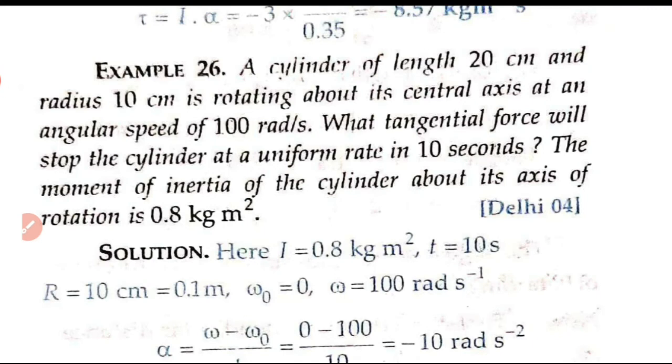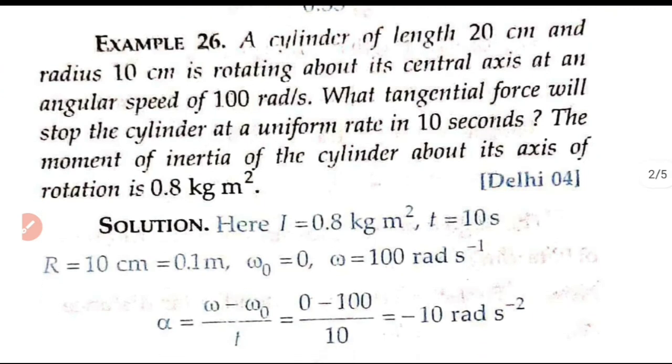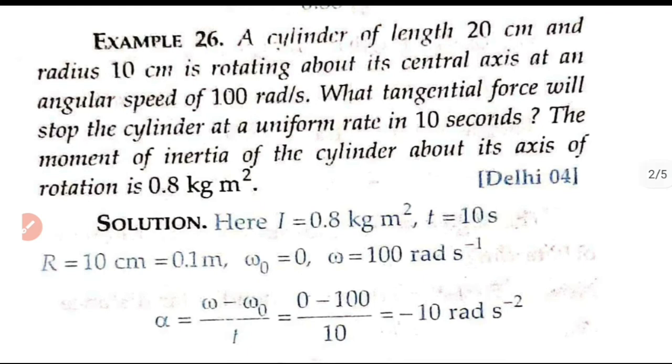Next, a cylinder of length 20 centimeter and radius 10 centimeter is rotating about its central axis at an angular speed of 100 radian per second. What tangential force will stop the cylinder at a uniform rate in 10 seconds? The moment of inertia of the cylinder about its axis of rotation is 0.8 kilogram meter square.